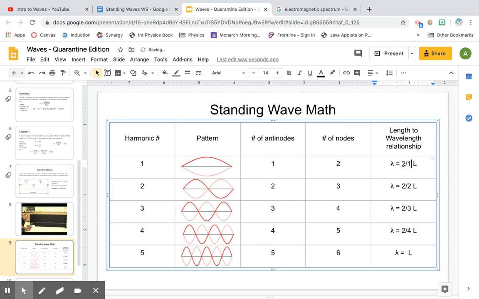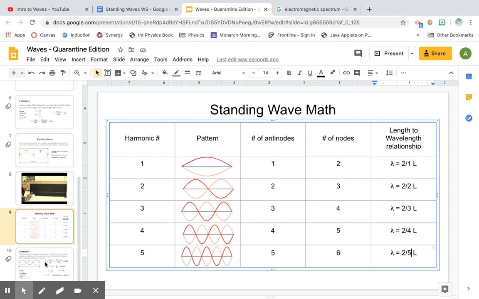Do you see how it's 2 divided by the harmonic number? You guys see that? Yes? Hopefully. So you end up getting 2 over 5 for the wavelength for the 5th harmonic. Okay.